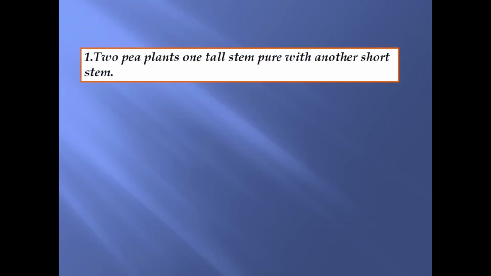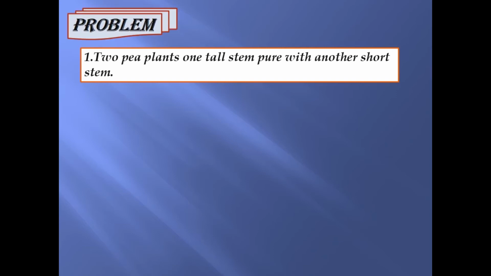Now I have a problem that I will leave to you to solve. This problem says that we have two pea plants, one with a tall stem and the other with a short stem. You must know that the tall stem, which is the dominant trait, is pure in this case. When those two plants are crossed, what will be the genotype, meaning the structure of the genes, of the parent cells, the gametes, and the offspring? I'm waiting for your answer.